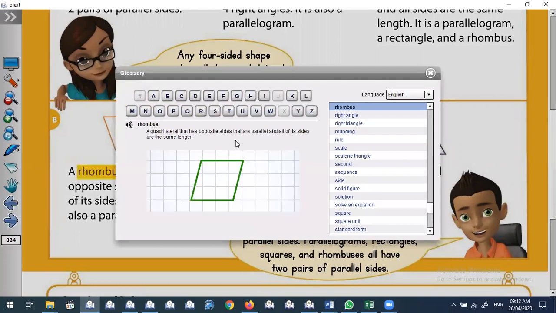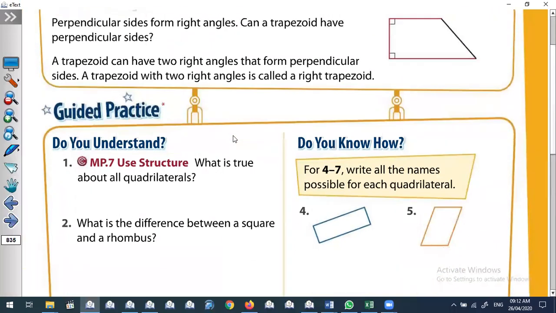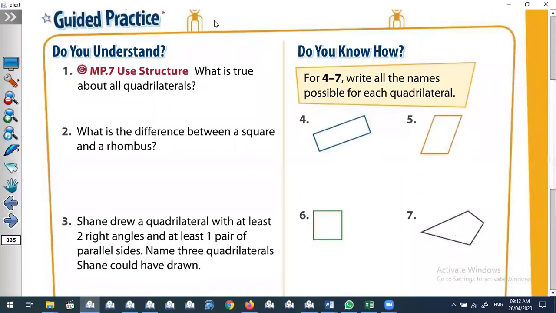Rhombus: a quadrilateral that has opposite sides that are parallel and all of its sides are the same length. Okay, let's move to our exercise.